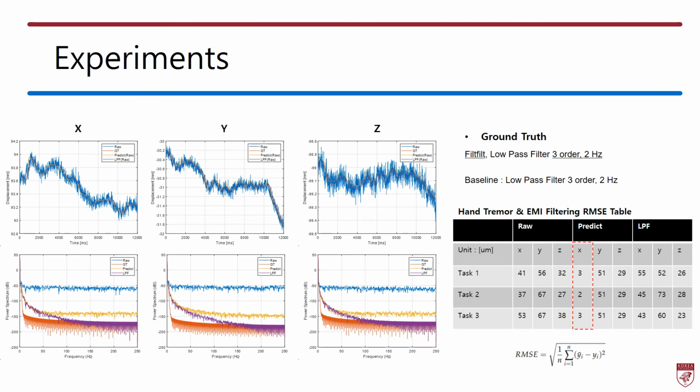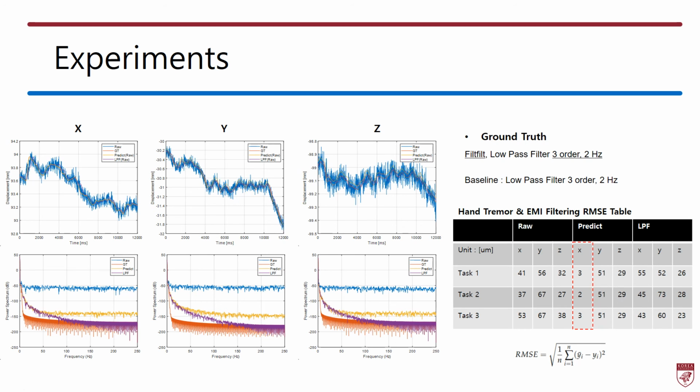This is the experimental result. Time and frequency domains are analyzed. The position values are extracted for each XYZ axis. As the baseline, a low-pass filter designed with a third-order cutoff frequency of 2 Hz was set. The blue line is the raw signal, the orange line is the ground truth, the yellow line is the predicted value, and the purple line is the baseline. The metric in the time domain adopts RMS error. It was repeated 3 times in total, and the RMS error values of each signal were summarized in a table.